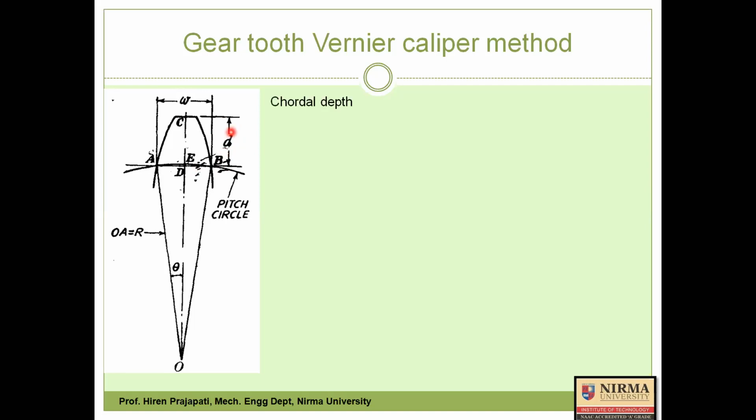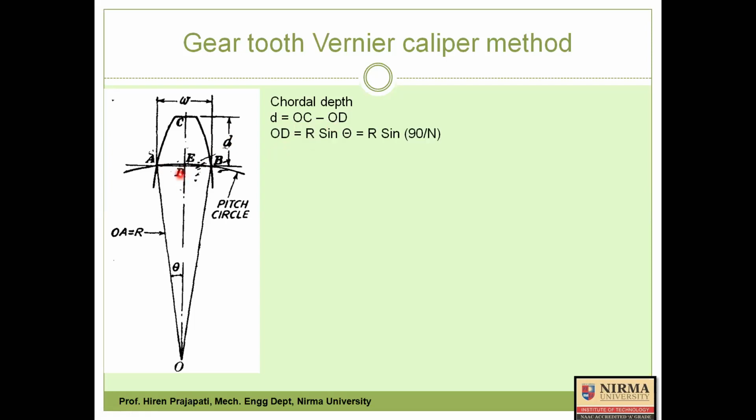So here chordal depth D, if you look in this diagram, this D is equal to O to C. If I take distance O to C, then what is O to C? If you recall, O to C is called as the addendum circle radius. From O to C, if I minus O to D, then what do I get? I get small d, the chordal depth. Clear? So D is equal to OC minus OD.